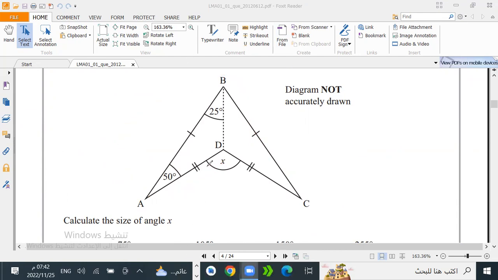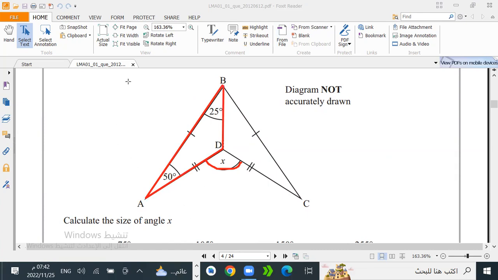What does he want? He wants x. Right? How do we get x? What do we have? I have 25 and I have 50. When I take a closer look at the shape, this is a triangle. See where? This is a triangle.